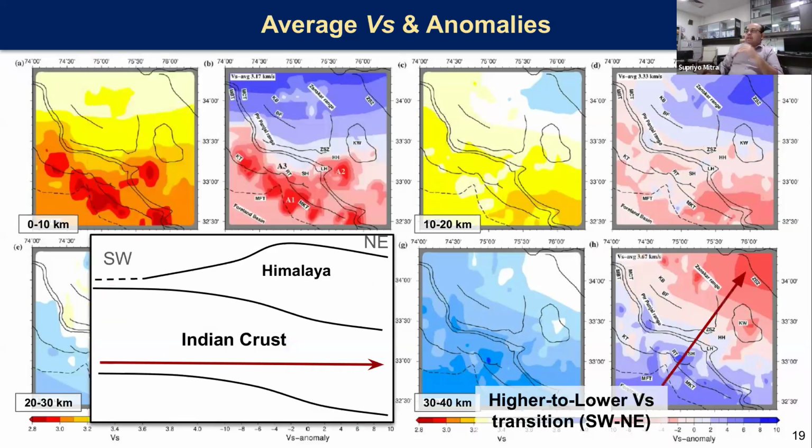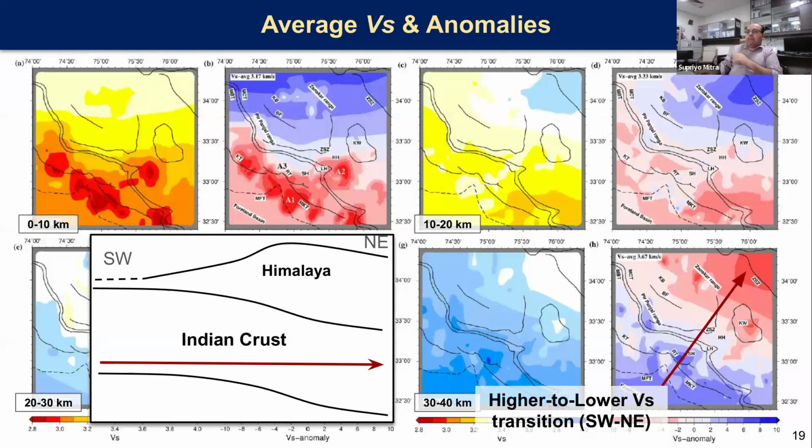If you look at the deeper section, which is 30 to 40 kilometers, you are actually looking through the Indian crust, and you have the flexed Indian crust underneath the Himalayas, and therefore to the south, you are looking at a deeper section of the Indian crust, and therefore you have higher velocities or high velocity anomalies. As you go further to the north, you are looking at the middle part of the crust, and therefore you have lower velocities.